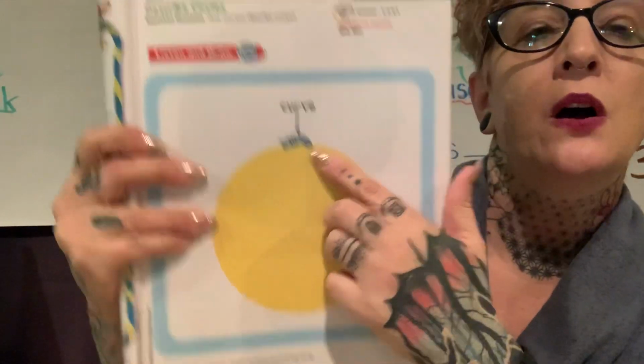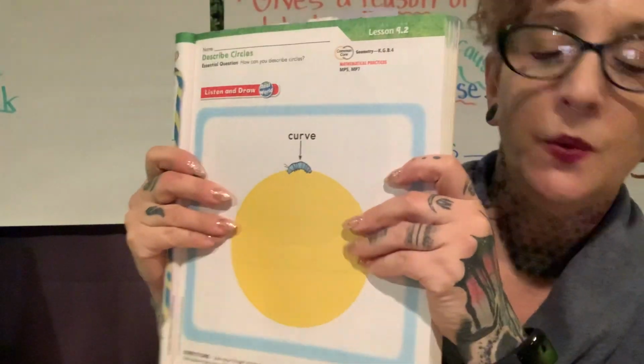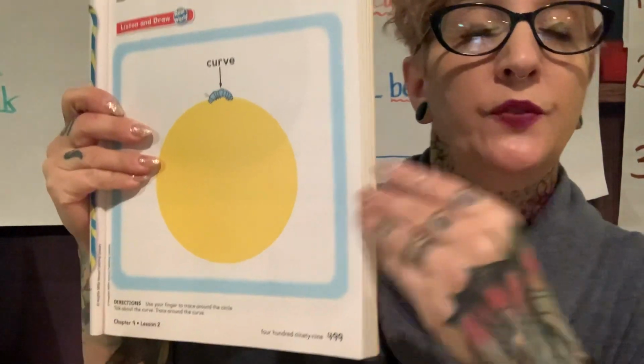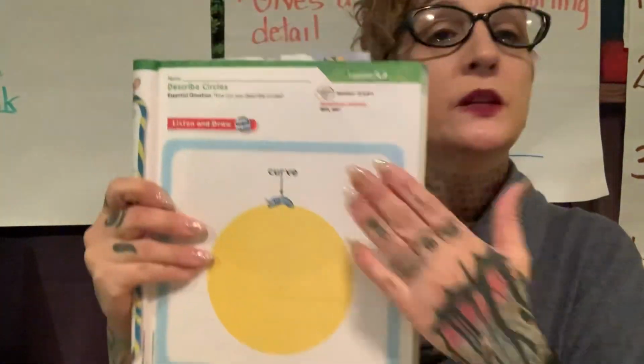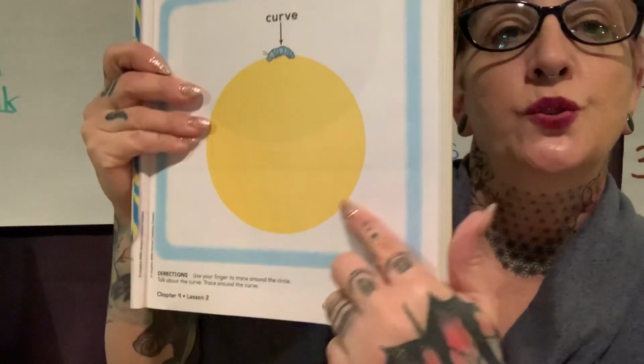Remember, it's our rabbit book. And we're going to talk on 499. And again, this will be on our Week at a Glance, the video, and the page numbers. So if you don't get to go to our actual lesson, you'll be able to find it on our Week at a Glance. Okay, so we're going to talk about circles.